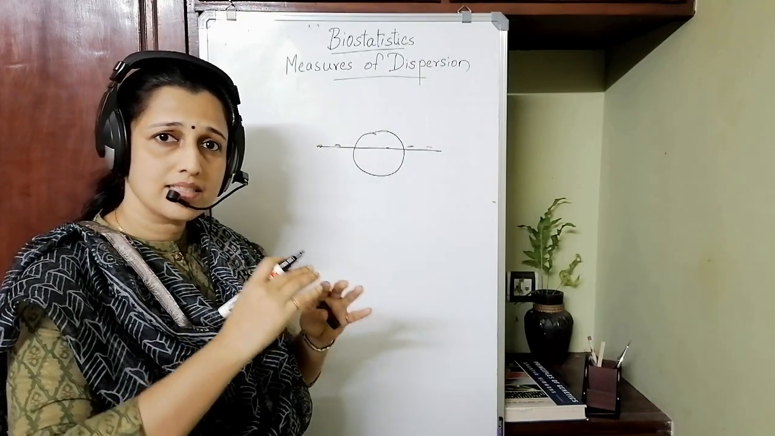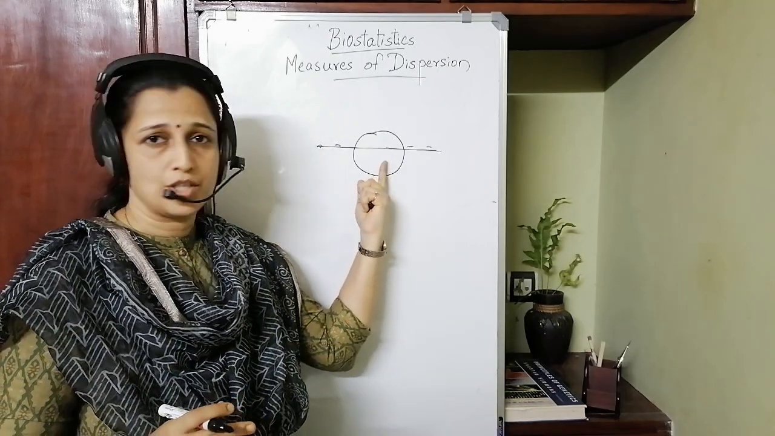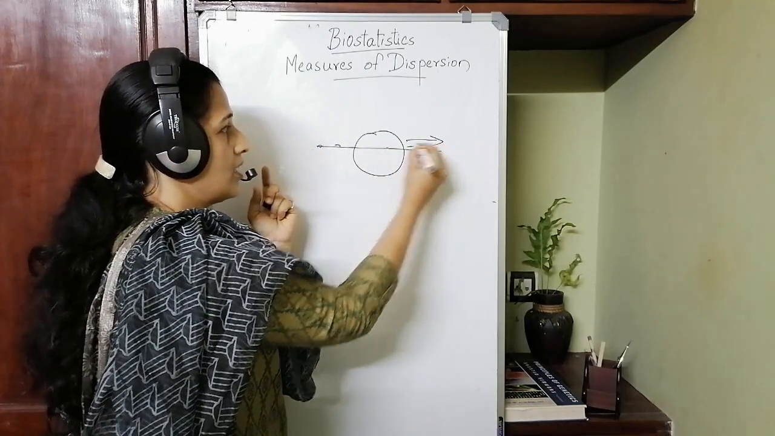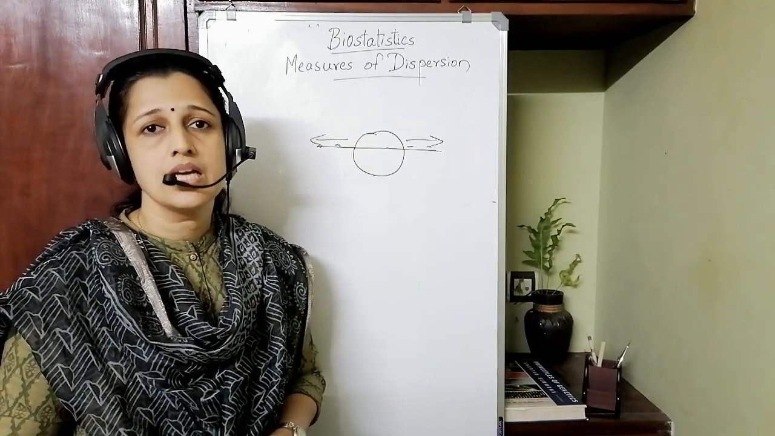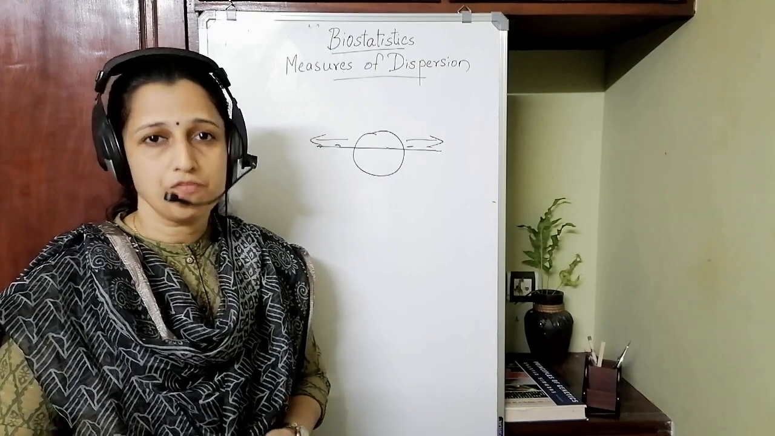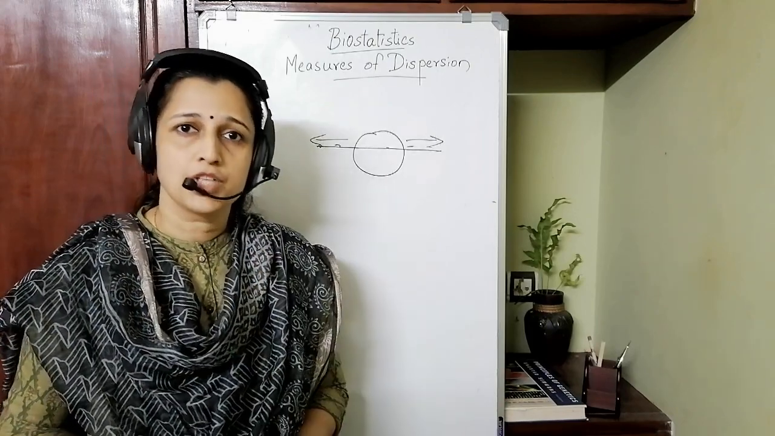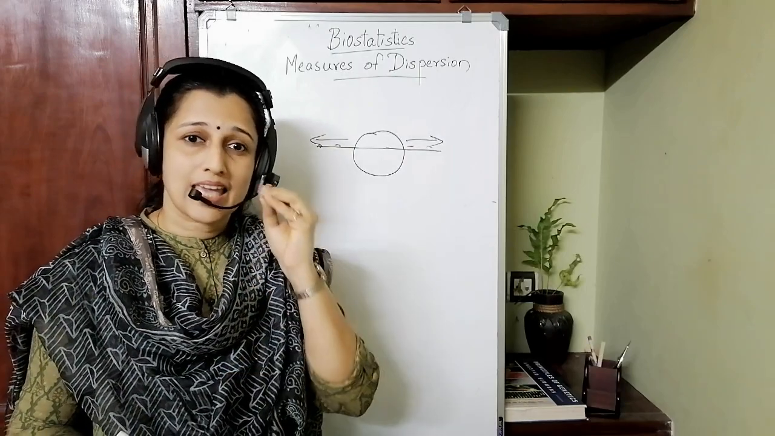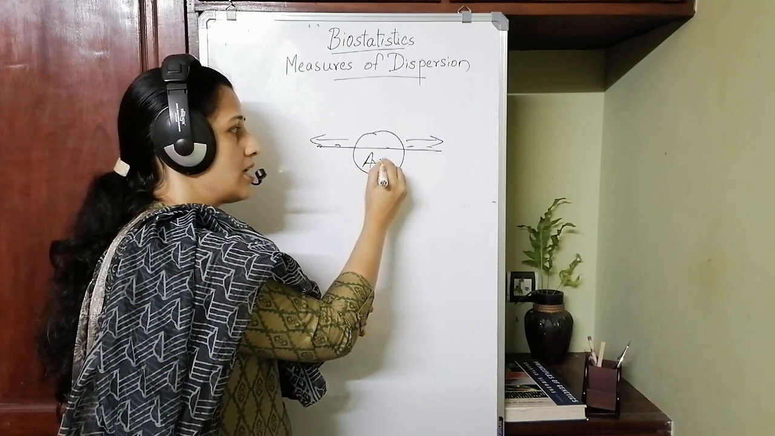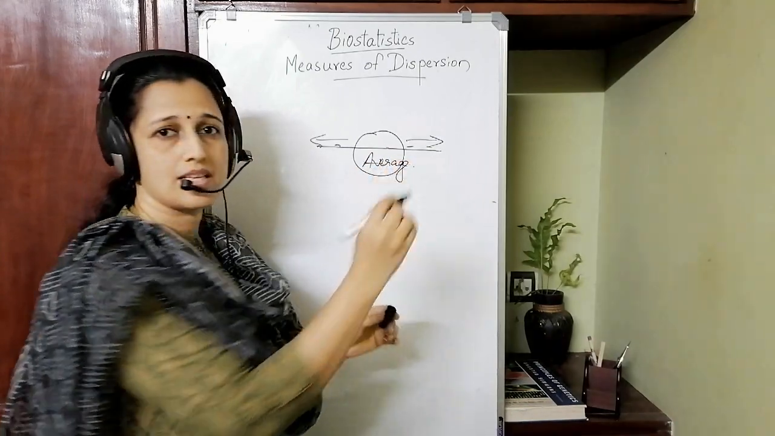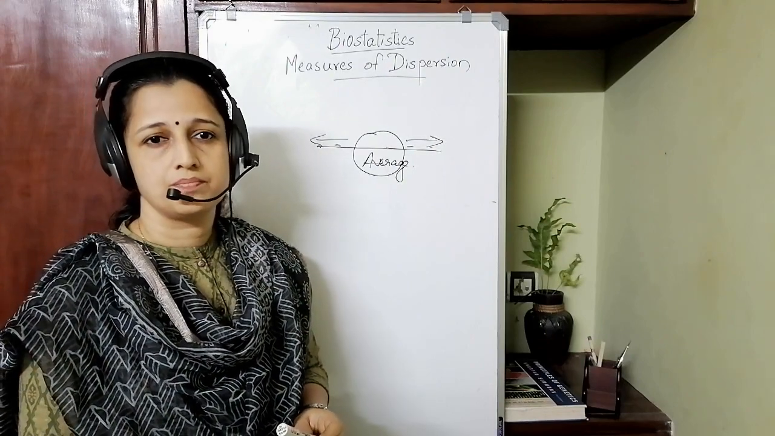It explains the deviation of the variable from the central value. The deviation of the variables from the central value is called dispersion or measures of dispersion. So it is the degree to which the individual values of the variates scatter away from the average. This is the average. The extent to which values scatter away from the average is called dispersion.